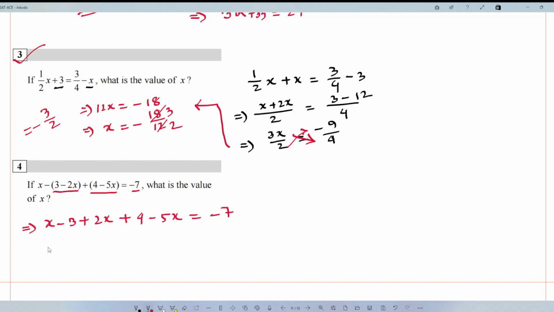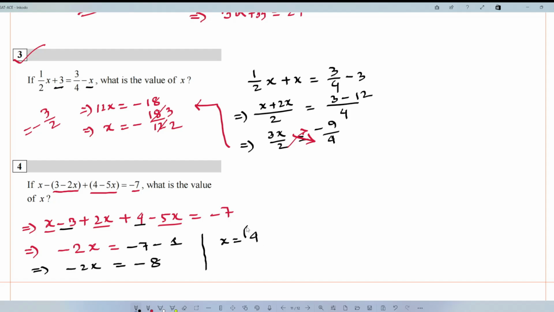Now here is x, here is 2x, and here is minus 5x. So we can write 2x plus x, it will be 3x, and here is minus 5x, so here minus 2x equals to minus 7, and look, here is minus 3 and here is 4, so it will be plus 1. This plus 1 will go to the right side, so here is minus 7 and minus 1. So here is minus 2x and here is minus 8. Once we divide both sides by minus 2, it will become x equals to 4. So our answer is 4. Okay, clear? Number 4 done.